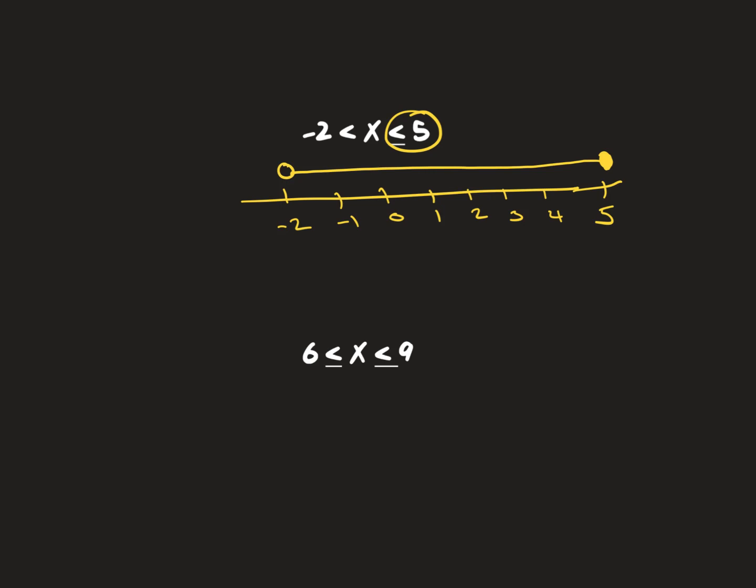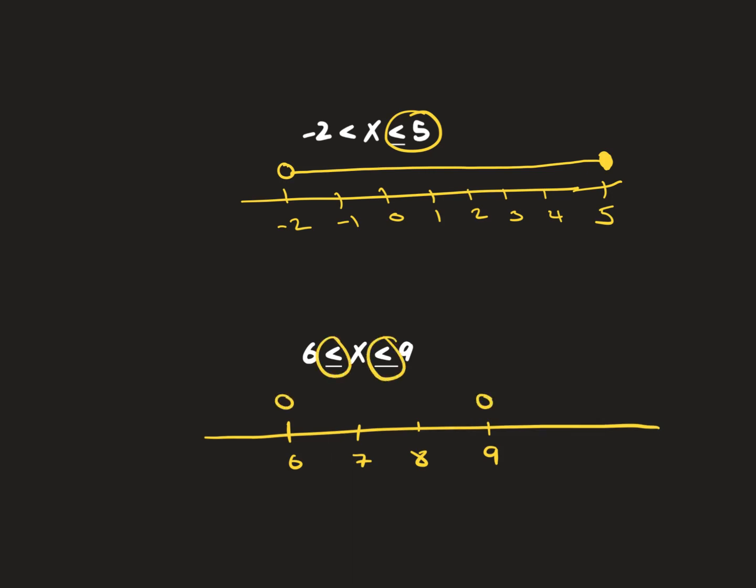Okay, our final example here. So this time we have x is greater than or equal to 6, but x is less than or equal to 9. So we need all the numbers from 6 to 9. So 6, 7, 8, and 9. We're going to put our dot above 6 and 9. And because both of these have the underline underneath them, telling us that it is greater than or equal to or less than or equal to, that means we need to colour in the dots. So we're going to colour in both those dots and we're going to join those together.